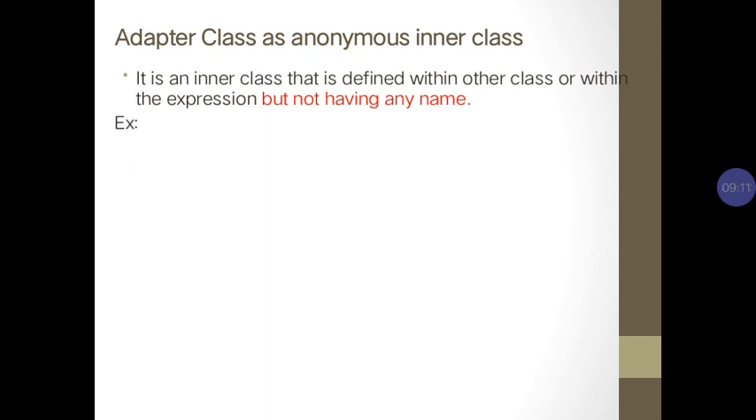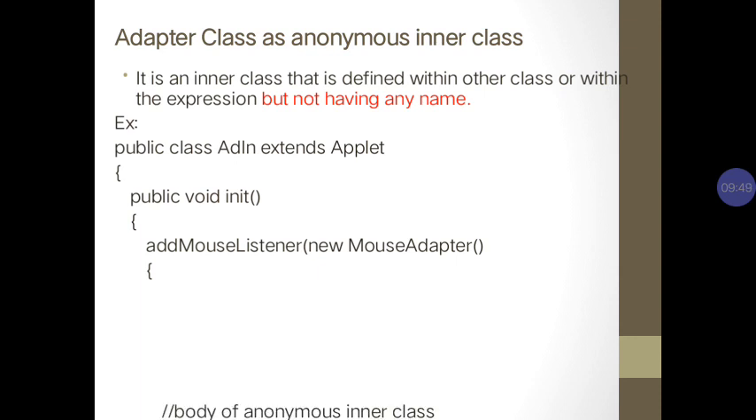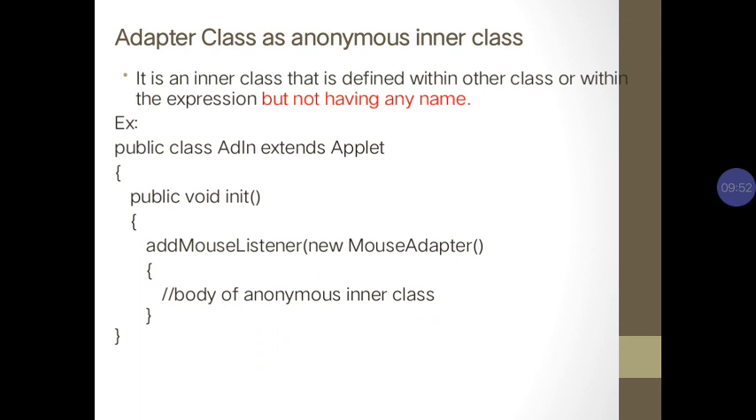The same example I am going to repeat here. Public class AddIn extends Applet, which is working as our outer class. In this class, I am going to write the init method based on Applet. In this init method, I am going to write addMouseListener. In this addMouseListener, in the last example, I created an object of class, that is new My. But here, without creating an object, I am just going to write new MouseAdapter, that is the class. And in this new MouseAdapter constructor, I am going to write the code of my anonymous inner class. So this is the way I can declare my anonymous inner class as an adapter class.